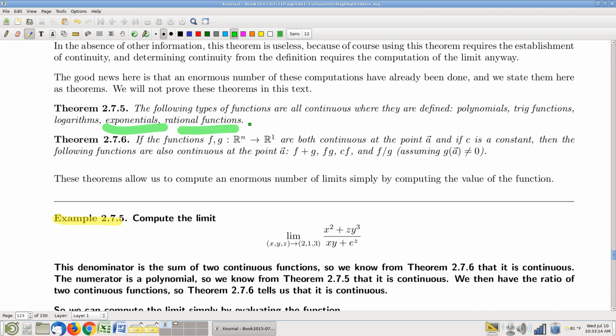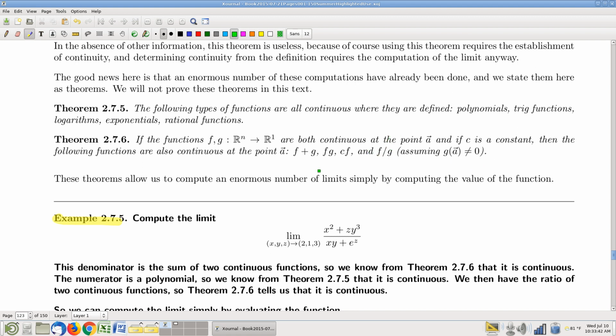Exponentials, rational functions are all continuous where they're defined. Again, that's a huge list. Even better than that, if you have two continuous functions, the sum is continuous. The product is continuous. A scalar multiple is continuous. The quotient's continuous. Be careful. That's as long as the denominator is not 0. Obviously, that'd be silly. Right?